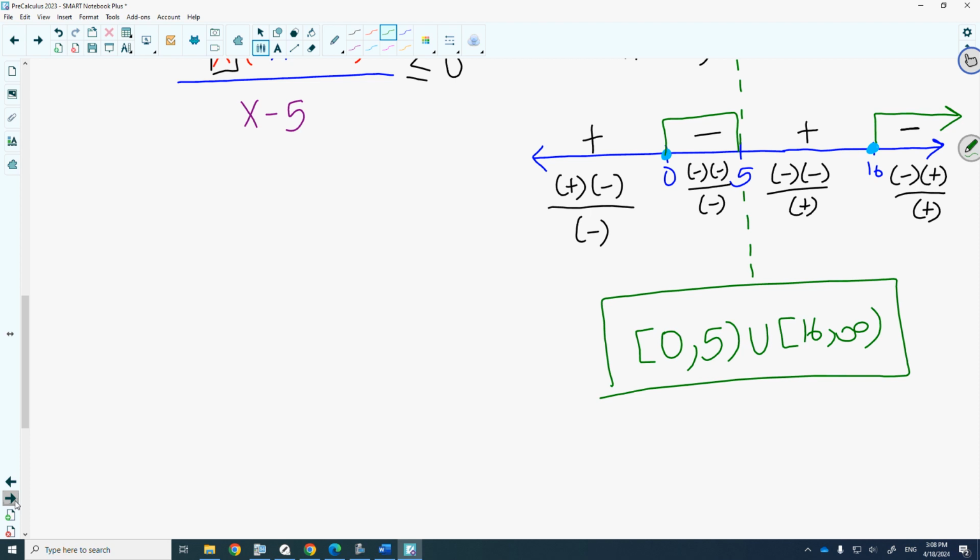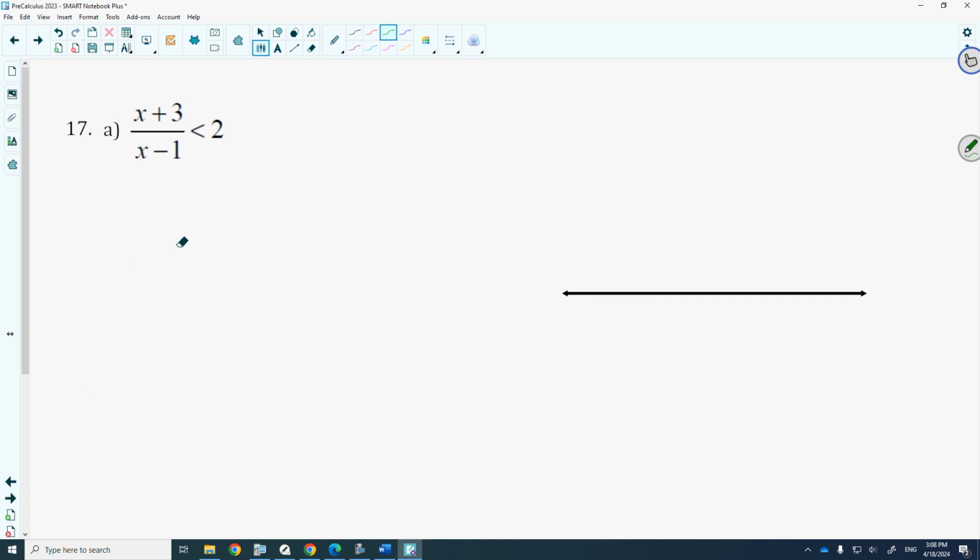All right, we have one last one to practice, which is this one. I actually want to see if you can do this. So bring that 2 to the left, get common denominators, so get a denominator of x minus 1, and then see if you can get your critical values. Okay, so step 1 is bring that 2 to the left. And we would have this.